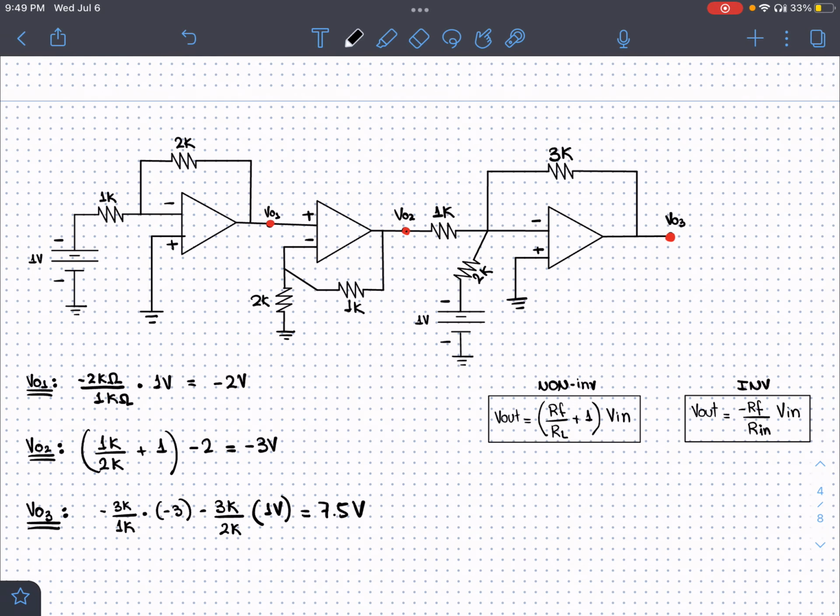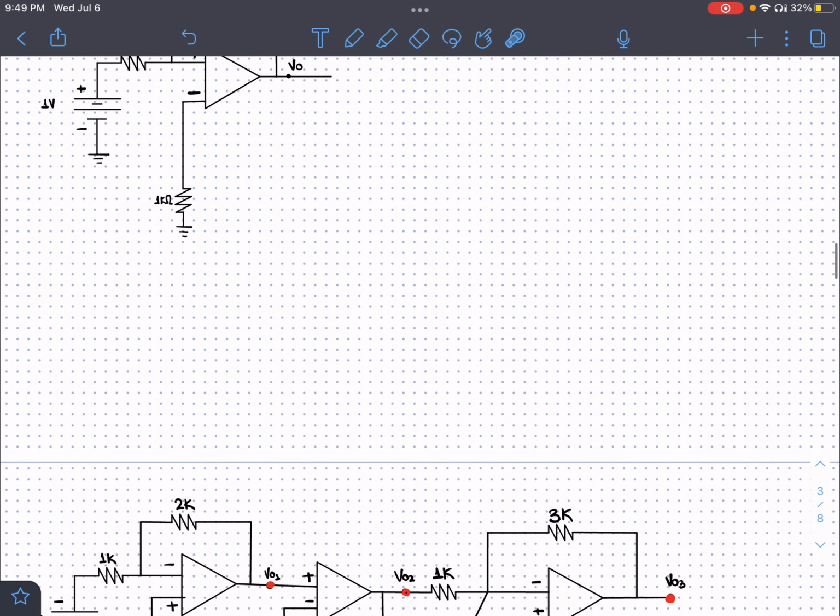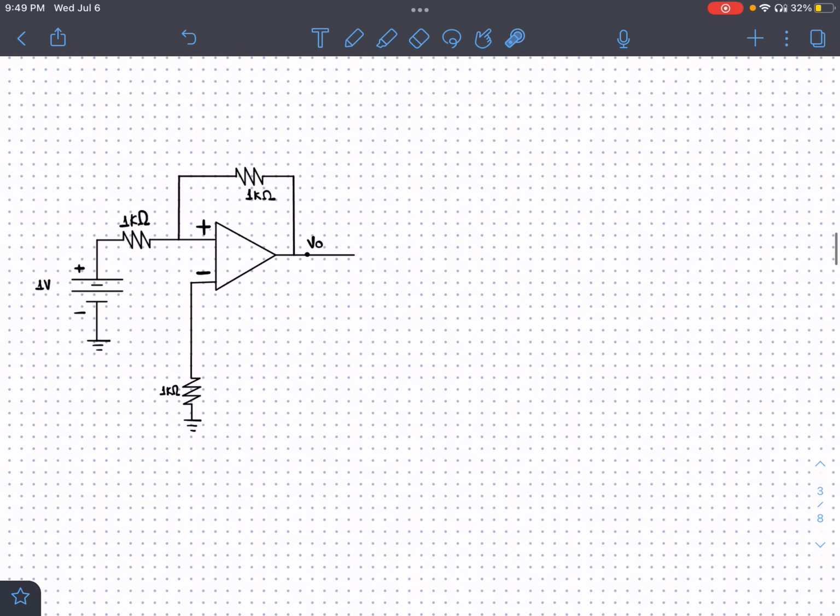Hello, in this video I'm going to show you how to solve a circuit like this. But before showing you that, I want to very quickly show you how to transform a non-inverting op-amp into an inverting op-amp, and vice versa.